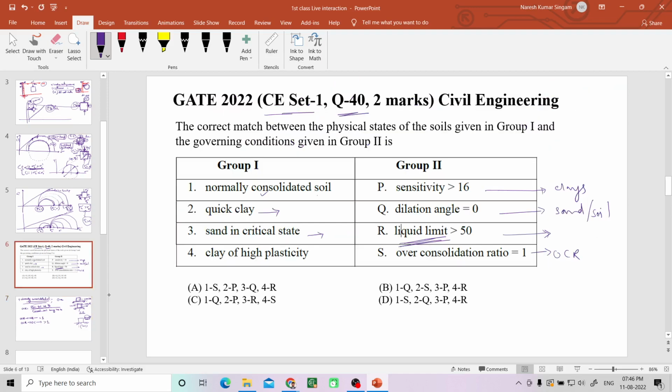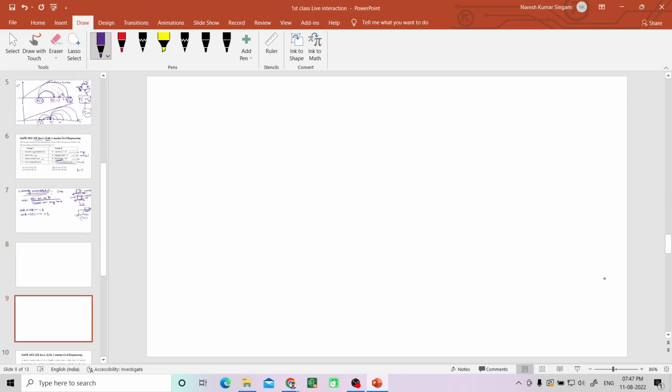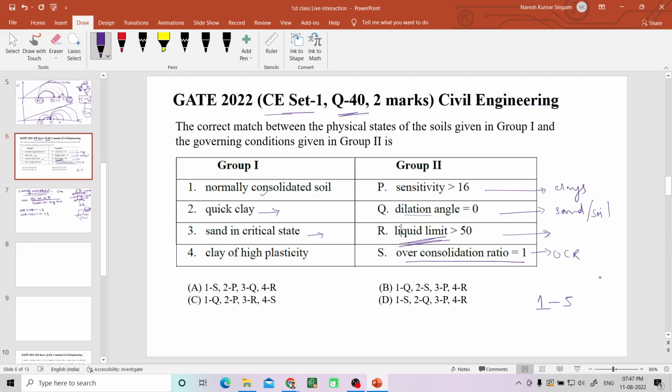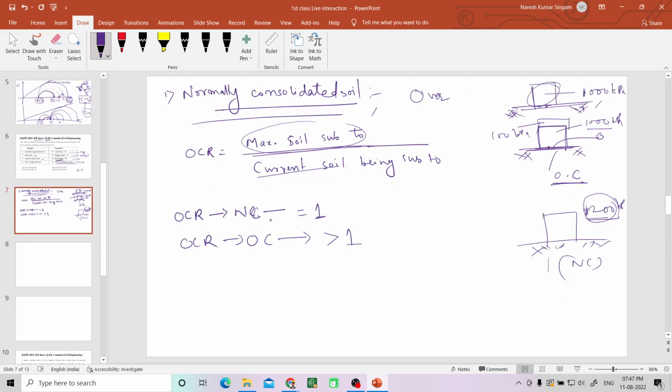Now let's check. Normally consolidated soil: sensitivity is not related to that. Over consolidation ratio is 1, so now 1 can be related, yes. For the time being, let us see and understand the remaining. What is the next one? Quick clays. Quick clays can be categorized by using sensitivity.